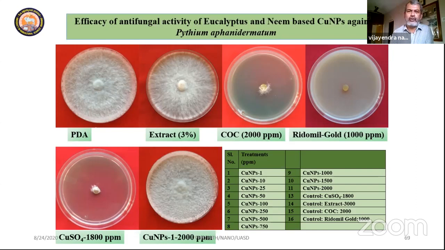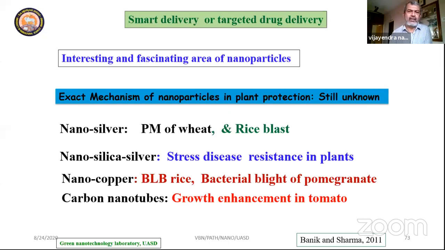Now, the term is management. So we have got the examples of nano silver. These are the ones which they have done in relation to glass house, that is powdery mildew of wheat and rice blast. Then the next one is nano copper for bacterial blight. Next one is the nano silica silver.